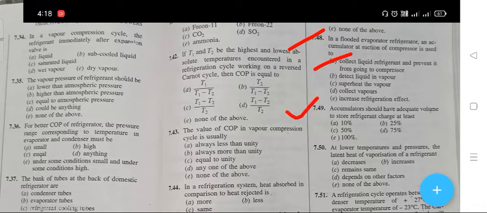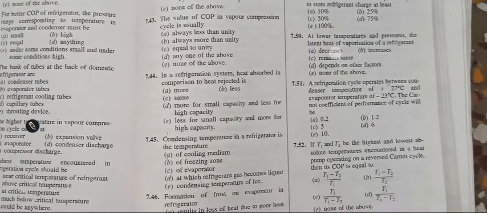The next question is, accumulator should have an adequate volume to store refrigerant charge at least. The right answer is C, that is your 50%. The next question is, at lower temperature and pressure, the latent heat of vaporization of a refrigerant. The right answer is B, increases.